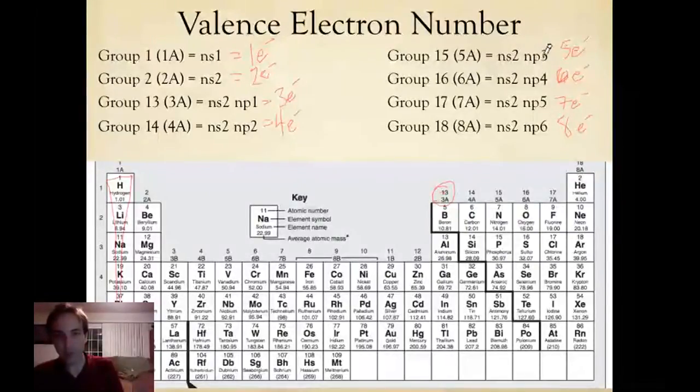Okay, we can double check this here. Notice s plus p gives us 5. S plus p gives us 6. S plus p, or 2 plus 5, gives us 7. So when we're looking at the valence electron number, there's 2 ways you can do it. You look at the number next to the A, or you take s plus p. Either way will give you the valence electrons.